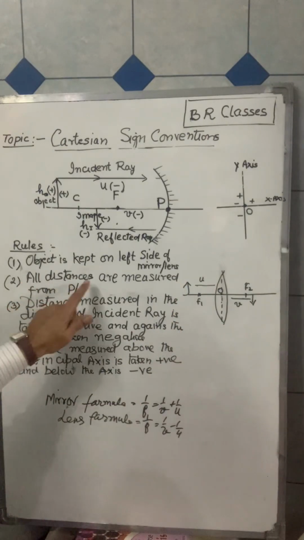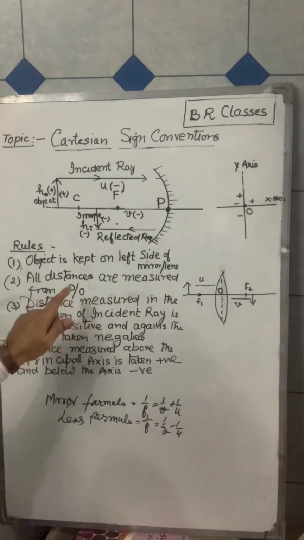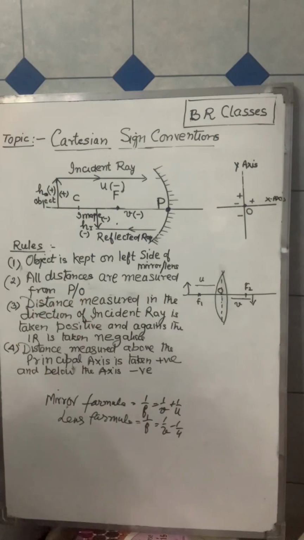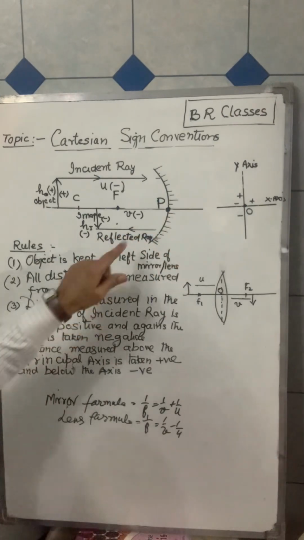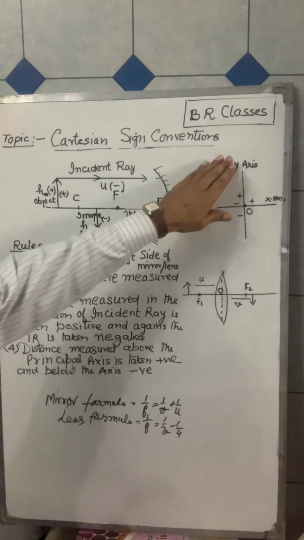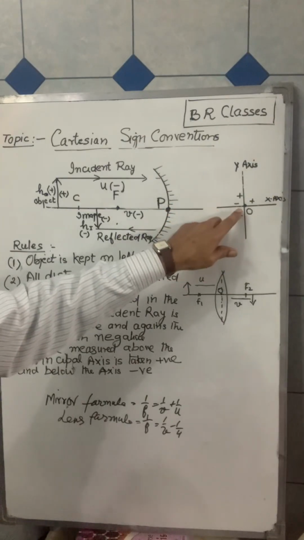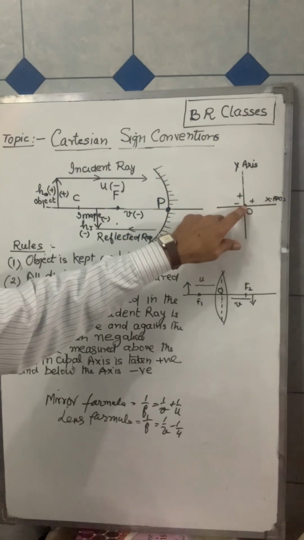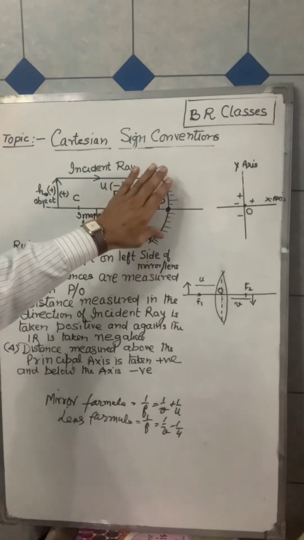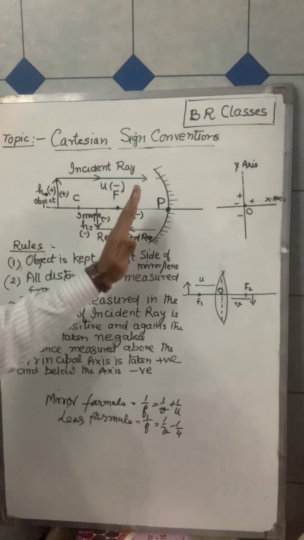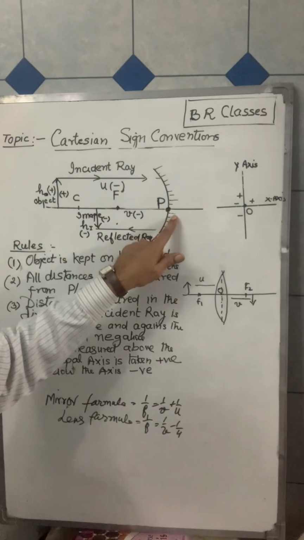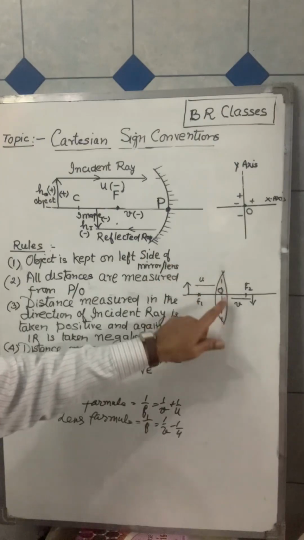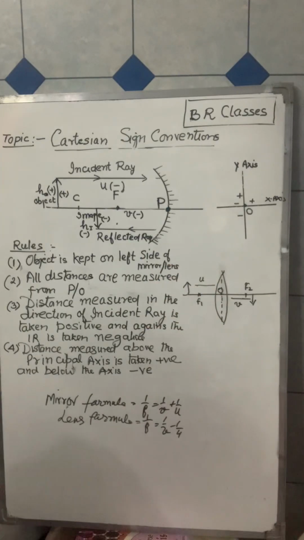Second, all distances are measured from the pole or optical center. In coordinate geometry, we measure all the distances starting from the origin. Similarly, in the light chapter in rays, we start all the distances from the pole, and in case of a lens, we always start from the optical center O.